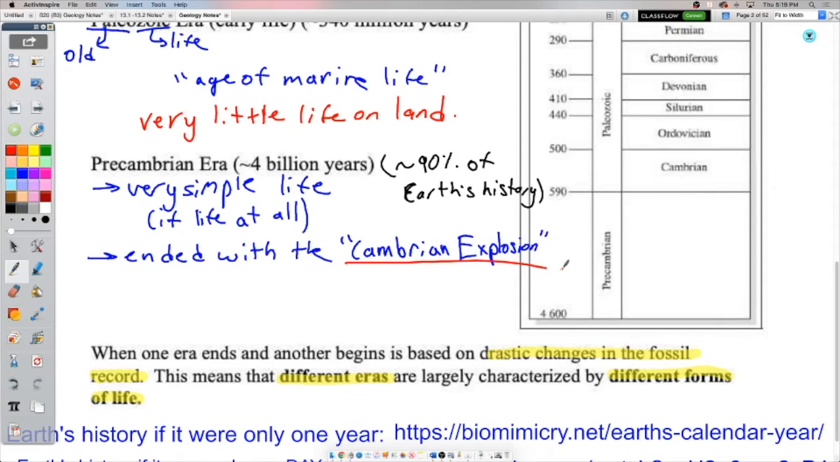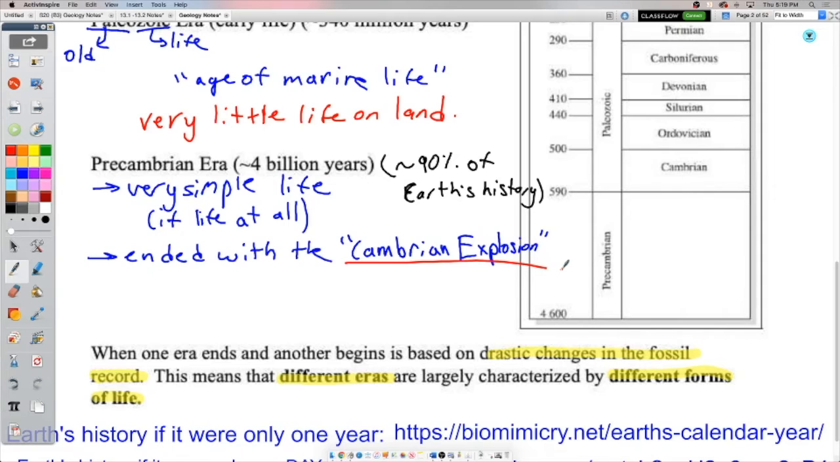Okay, the Cambrian explosion. Now that sounds bad. You're thinking, oh, explosion. Uh-oh, that doesn't sound good. Okay, what is it an explosion of? It's an explosion of life. Suddenly, in the grand scheme of things, remember we're talking about 4.5 billion years here. Suddenly, in the span of like a few million years, life just goes off the charts.